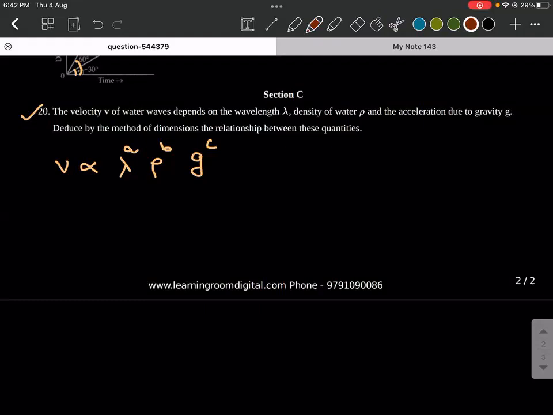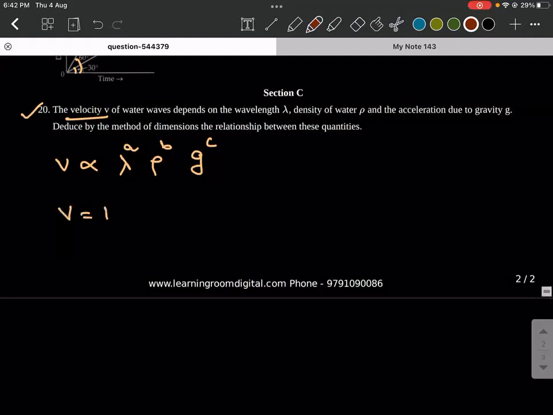So this is how you do dimensional analysis. Whatever they give, for velocity, mostly they'll give only 3 physical quantities. They'll not give more than that. Velocity is proportional to wavelength power A, density power B, acceleration due to gravity power C. So V will be equal to K times lambda power A, rho power B, and G power C.